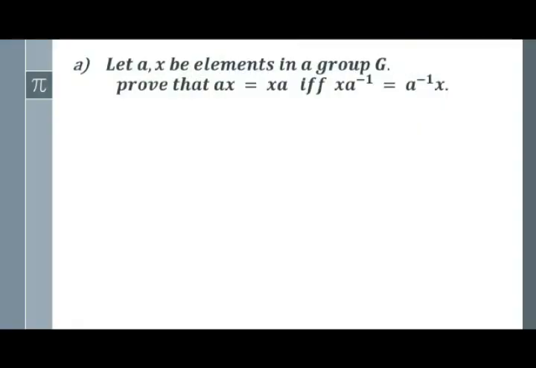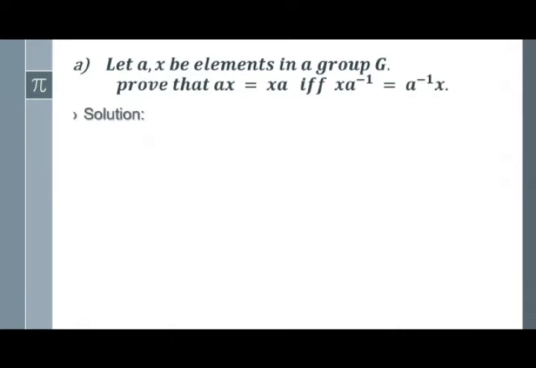As we can see, the question says, let A, X be elements in a group G. Prove that AX is equal to XA if and only if XA inverse is equal to A inverse times X. Here, we are required to prove that if this is true, then this must be correct, and if this is true, then this must be correct, which is vice versa. Here, we're going to have two proofs.